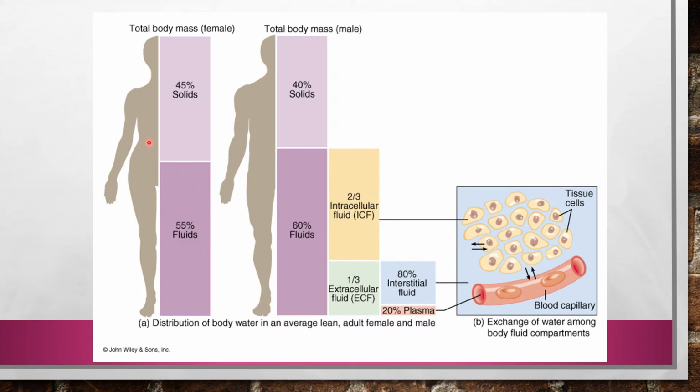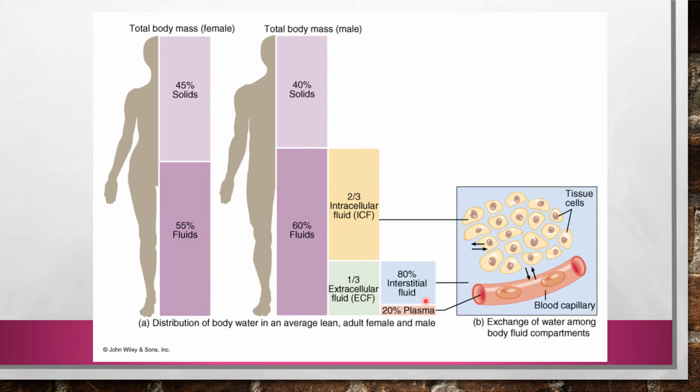Then how much water and solid is in our body? Of total body mass, it is 45% solid and 55% fluid for females. When compared to males, it is 60% fluid and 40% solid. I already told you extracellular fluid occupies 1/3 and intracellular fluid occupies 2/3. So it is approximately 100%. That is 60%.